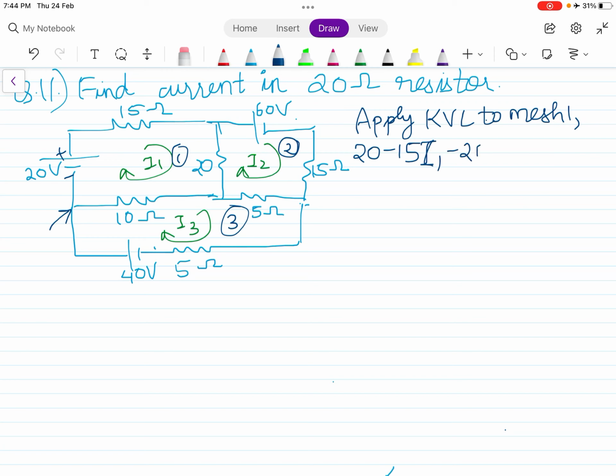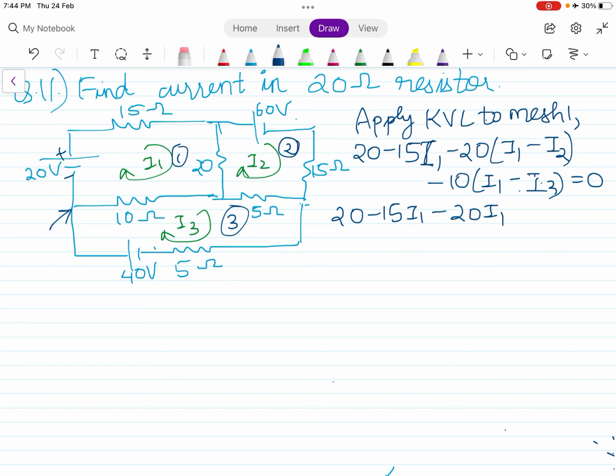I1 minus 20, we are applying it to mesh 1, so I1 current will be greater, so we say I1 minus I2 equal to minus 10, I1 is greater than I3, so I1 minus I3 equal to 0. So this is 20 minus 15 I1 minus 20 I1 plus 20 I2 minus 10 I1 plus 10 I3 equal to 0.